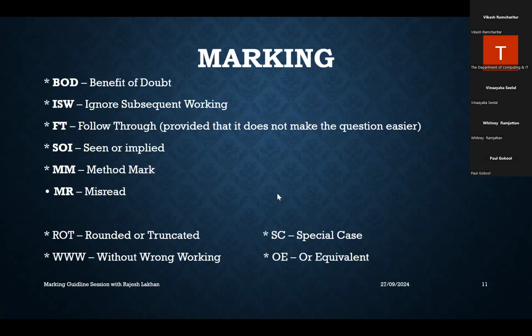Some things with marking: BOD, benefit of the doubt; ISW, ignore subsequent working; FT, follow through; SCI, see no implied; MM, method mark; MR, misread; TOR, rounded or truncated; WWW, without wrong working; SC, special case; OE, or equivalent. We generally don't really use these much. The most you'll see is FT, follow through, or BOD, benefit of the doubt. But these are what they are.